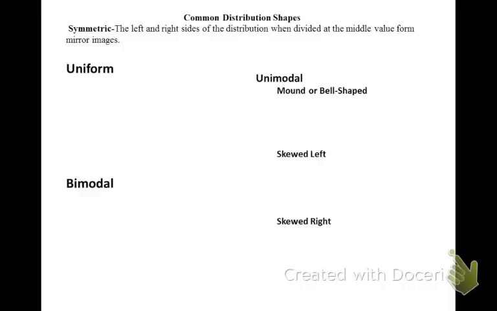Let's discuss common distribution shapes. In a symmetric shape, the left and right sides of the distribution will be mirror images of one another. A uniform distribution is symmetric. All values are the same height, and the left and right side from any point would be identical. A bimodal shape has 2 peaks.